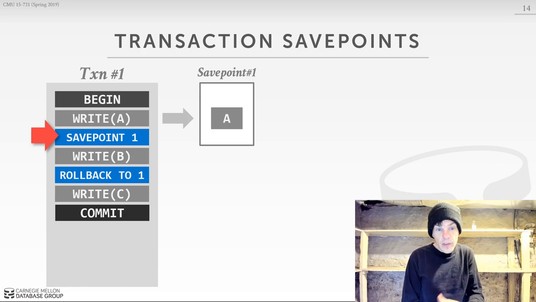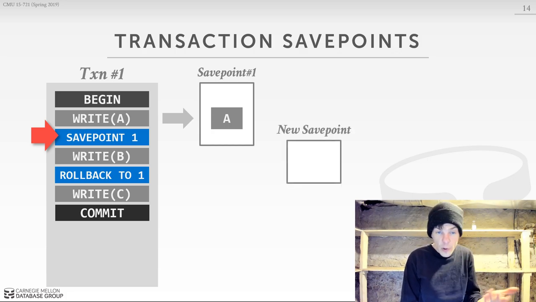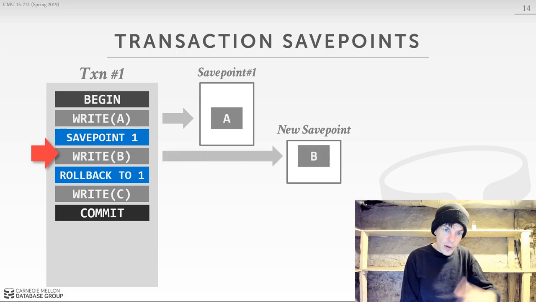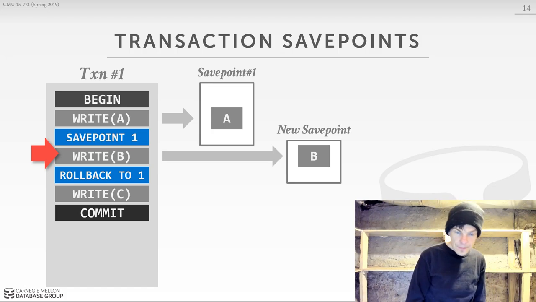So in this case here, we're going to say it's save point number one. And then this is now going to create our new implicit save point where all our new writes will end up going into. So once we create the save point, give it a handle, then we don't update any of the transaction's write set within that save point. It always goes to the new one.